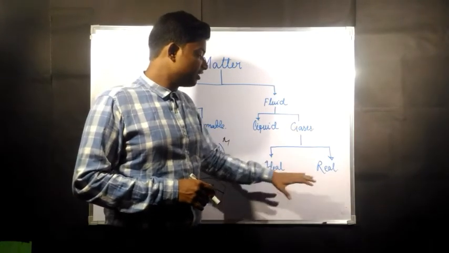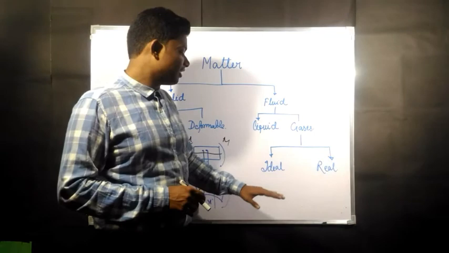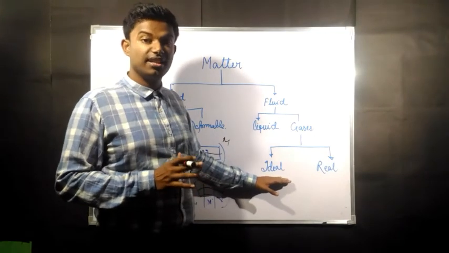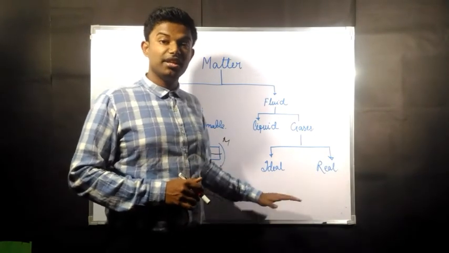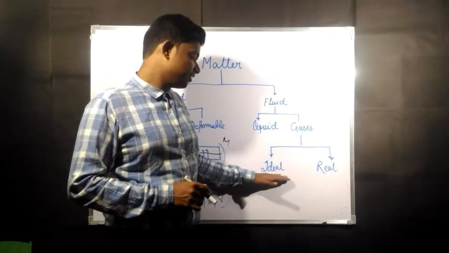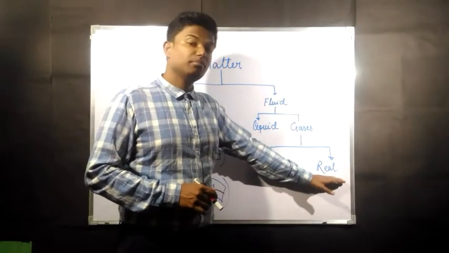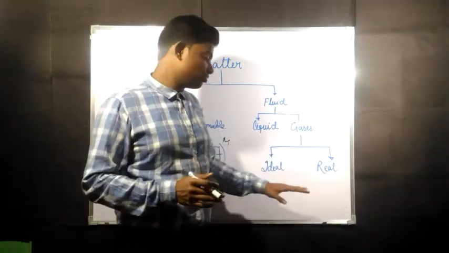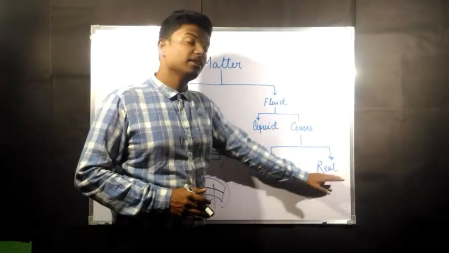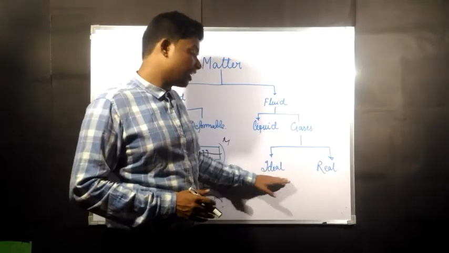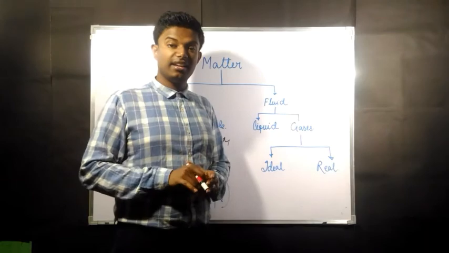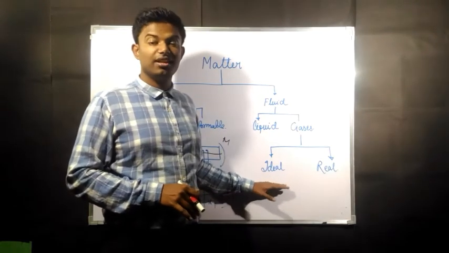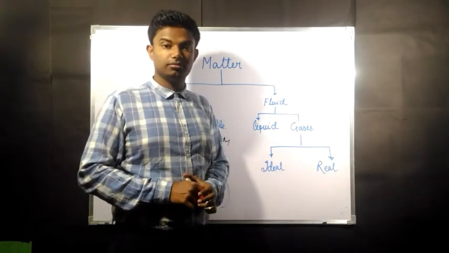Now these gases are divided into two parts, real and ideal. Ideal is a theoretical consideration. Ideal gases are theoretical considerations only. These gases don't exist, but real gases somehow match this ideal gas to some extent, and they exist in real life, whereas the ideal gas doesn't exist in real life. This is taken for theoretical consideration only.